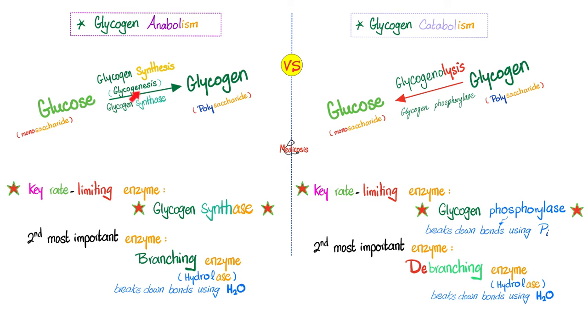Now let's take it up a notch. Here is glycogen built up. It's the land of insulin, but glycogen catabolism is the land of glucagon. Name the process: glycogen synthesis, or glycogenesis. Name the process: glycogenolysis. Name the key rate-limiting enzyme: glycogen synthase versus glycogen phosphorylase. That's the most important enzyme here and the most important enzyme here.